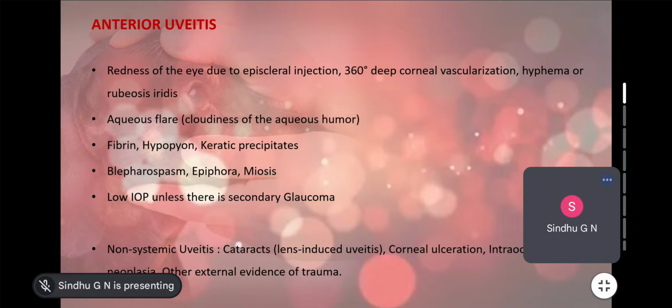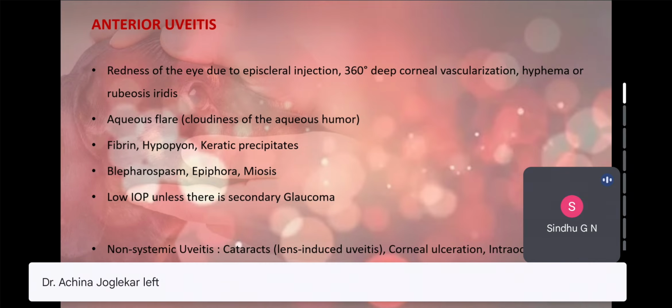Then aqueous flare is a major clinical sign associated with anterior uveitis. Aqueous flare means there will be cloudiness of the aqueous humor. So you can see particles moving inside the aqueous humor if you put a slit lamp light. And sometimes there can be fibrin or pus or keratic precipitates in the anterior chamber, keratic precipitates on the corneal surface. Then because of pain, there will be blepharospasm, excessive tearing, and a constricted pupil.